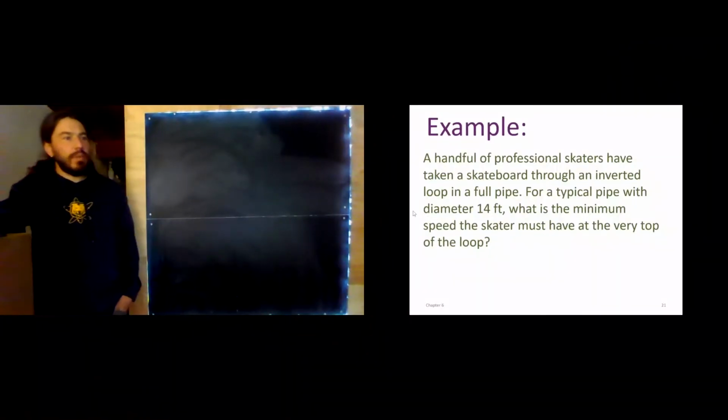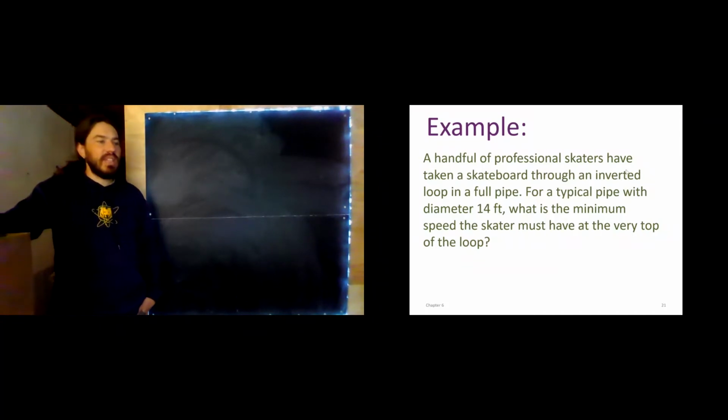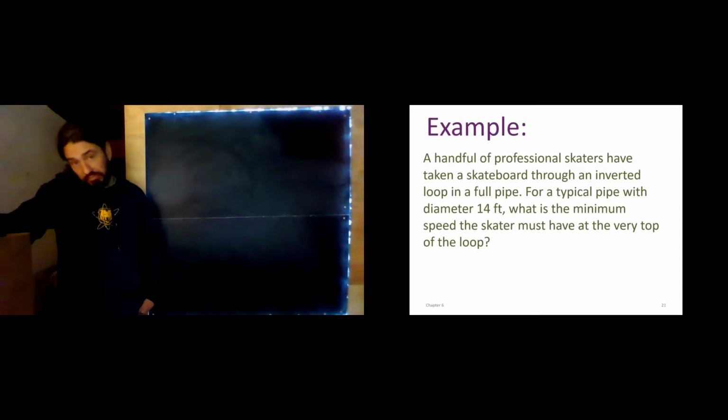Okay, here's another example. A handful of professional skaters have taken a skateboard through an inverted loop in a full pipe. For a typical pipe with a diameter of 14 feet, what is the minimum speed the skater must have at the very top of the loop? Okay, well, this is a force problem. It's hard to tell that, isn't it, right?